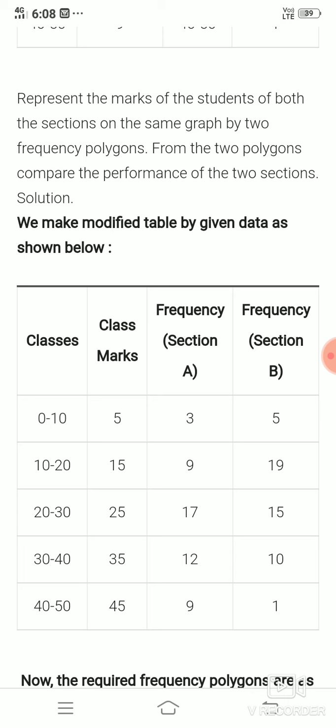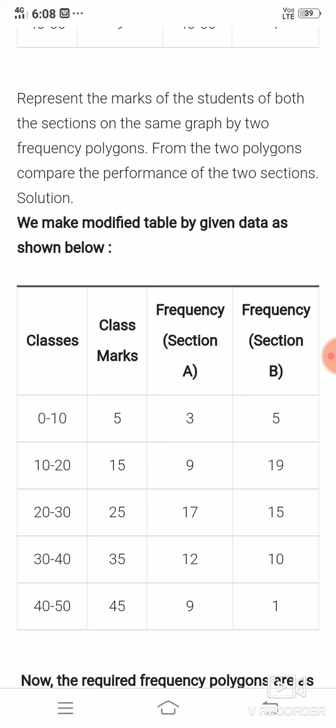For that, we need to introduce the class mark. For the first class, 0 to 10, the average is 5, that is the midpoint, 5. From 10 to 20, the class mark is 15: upper limit plus lower limit divided by 2. For the first and second data the class marks are equal: 5, 15, 25, 35, 45. For section A the frequencies are 3, 9, 17, 12, 9; for B, 5, 19, 15, 10, 1.